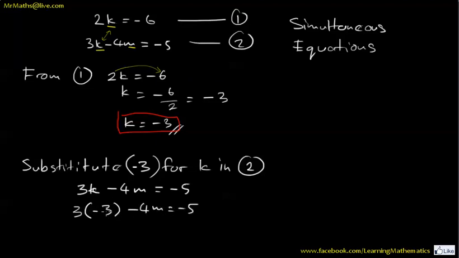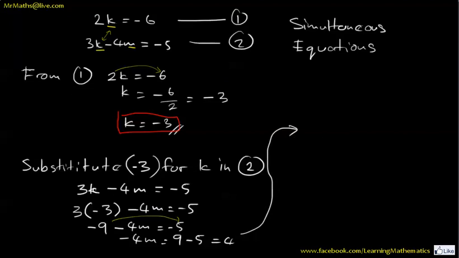So, minus 3 times minus 3 gives minus 9, minus 4M equals minus 5. So the minus 9 we bring to the right, it becomes 9 minus 5, which is 4. So now, continue back. Minus 4M is equal to 4.